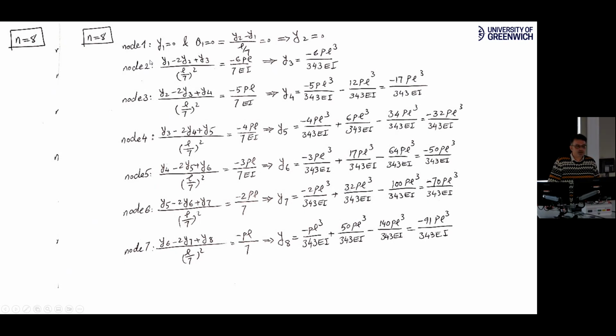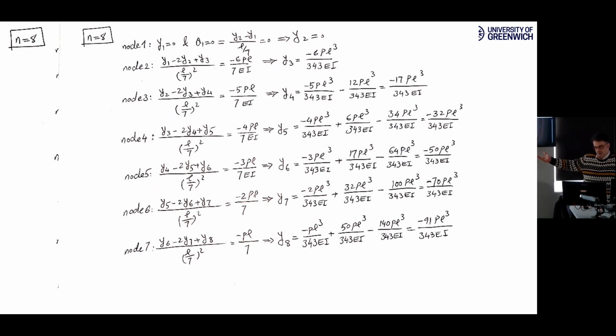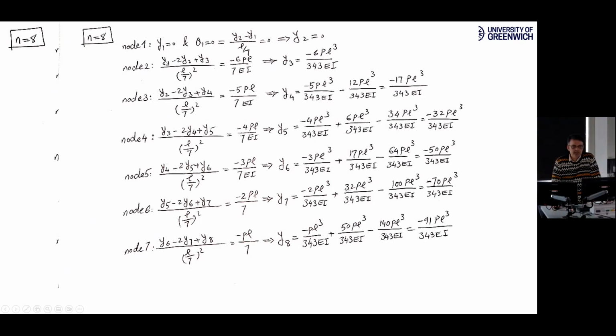Really, from node 2 to node 7, you have 6 equations and 6 unknowns. You have unknowns y3 to y8. Okay? You have equations for nodes 2, 3, 4, 5, 6, 7.